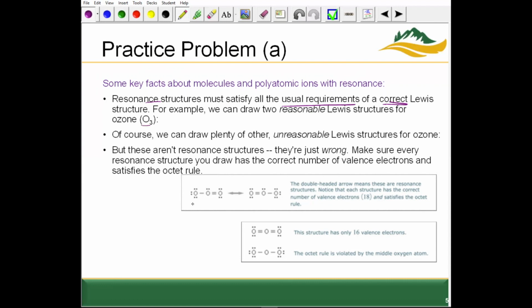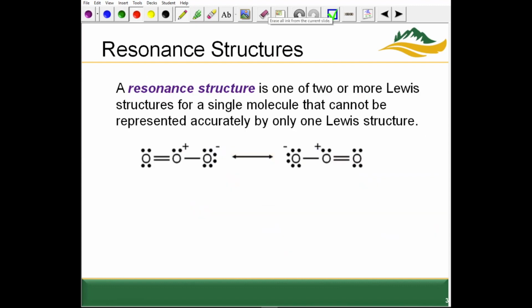For ozone, this is a correct structure and this one as well. All we're doing is switching the placement of that double bond. These two are both okay because they both satisfy the octet rule. Going back up to these representations because they're a little cleaner to work with, let's show why the octet rule is satisfied for all the oxygens in these two structures.